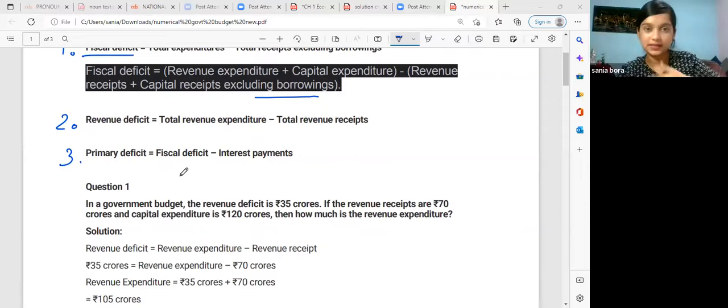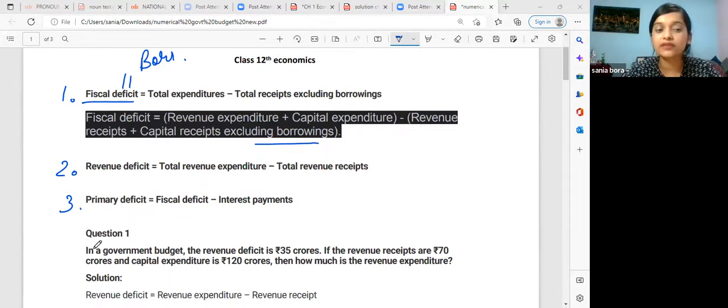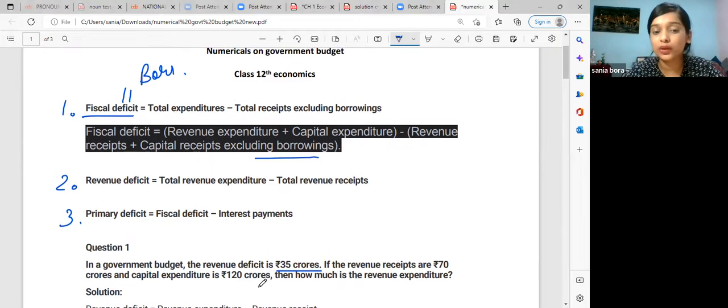Fiscal deficit minus interest payment. Okay, so students, we are going to start with the questions now. The very first question: in a government budget, the revenue deficit is 35 crores. If revenue receipts are 70 crore and the capital expenditure is 120 crore, then what is the revenue expenditure?